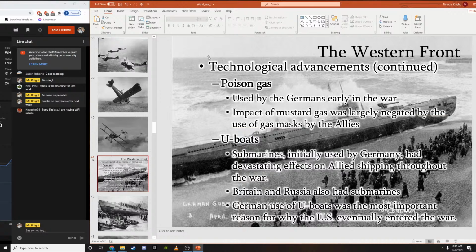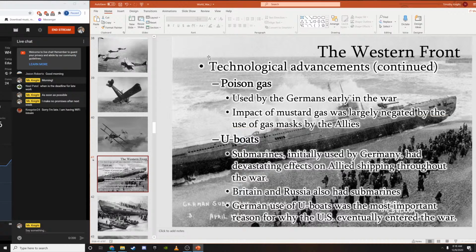Technological advancements, continuing, talking about some technological advancements. In the background on this image, you can see what's known as a U-boat, which is short for Unterseeboot, which is German for underwater boat. And that's what a U-boat is.